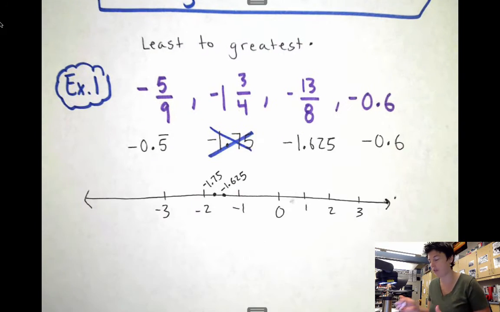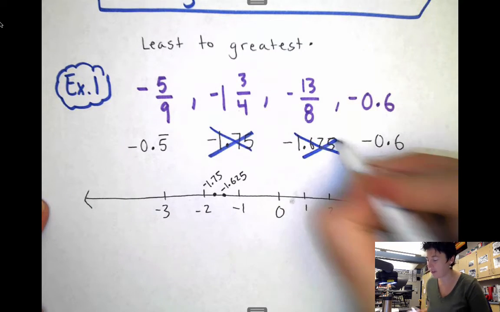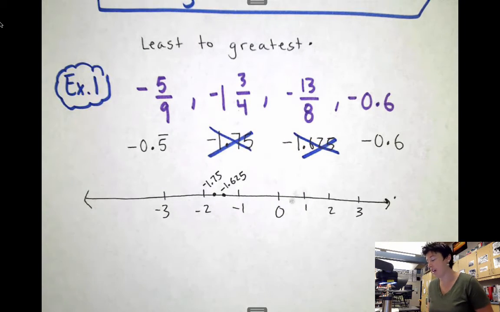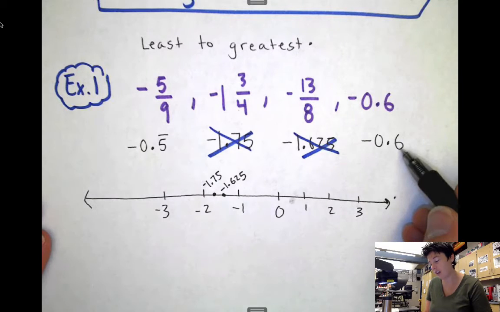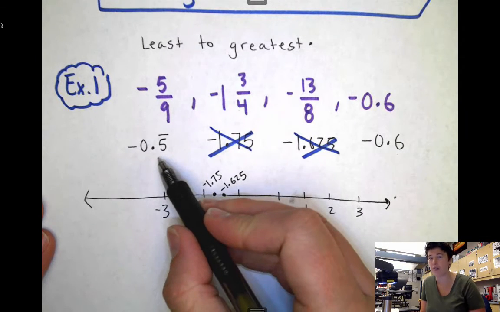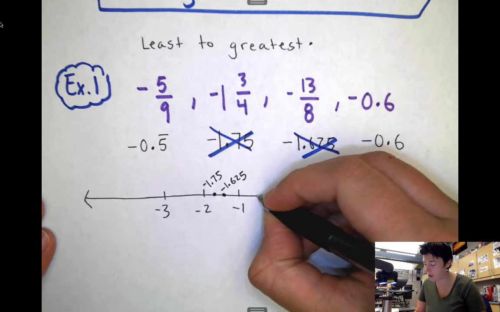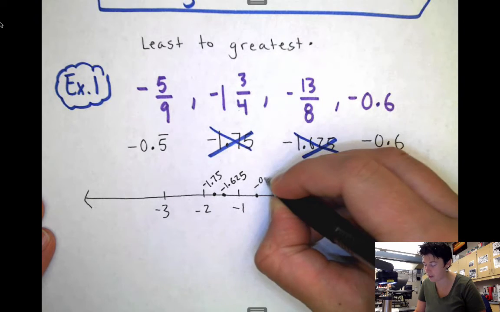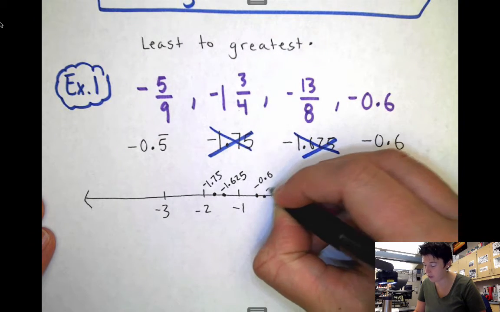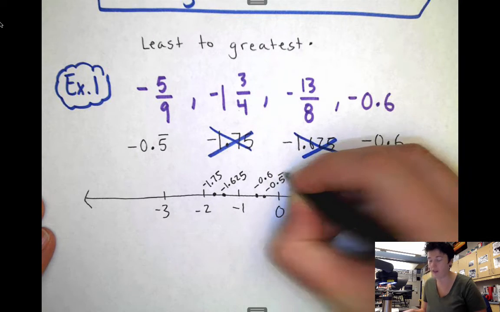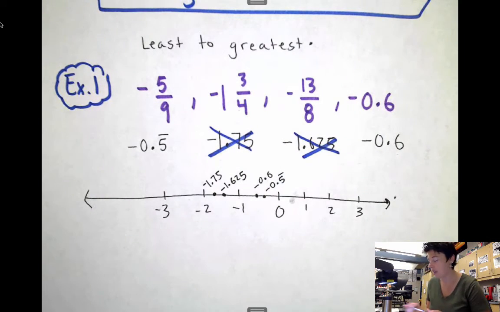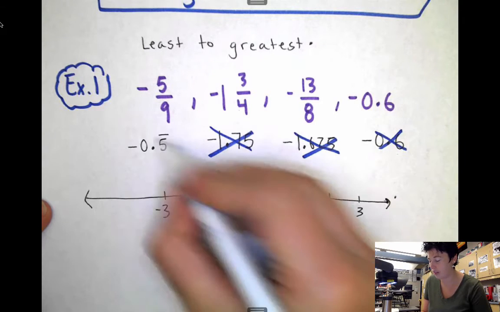It's going to go on the number line. So I'm going to get rid of this one. Now I only have 2 more numbers left. I have negative 0.6 and negative 0.5 repeated. They're so close to each other. But 0.6 is going to be a little bit more this way. Here's negative 0.6. Here's negative 0.5 repeated. They're like side by side almost. So that takes care of my last 2 values.